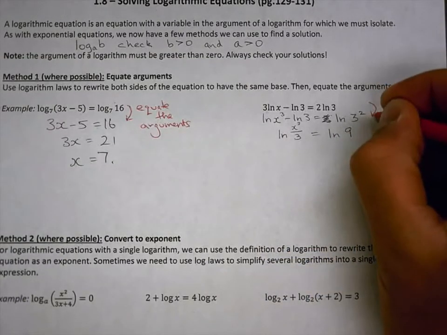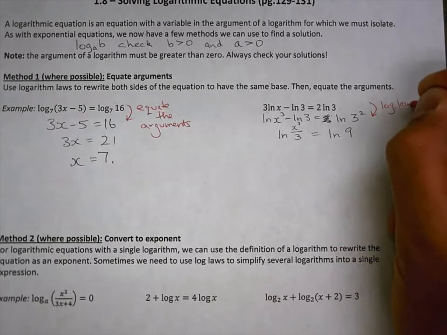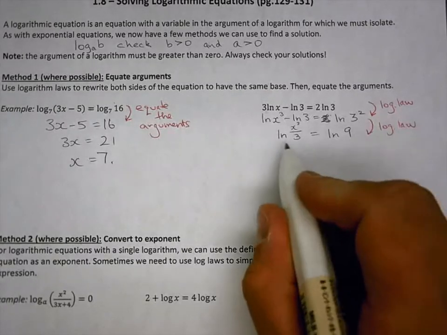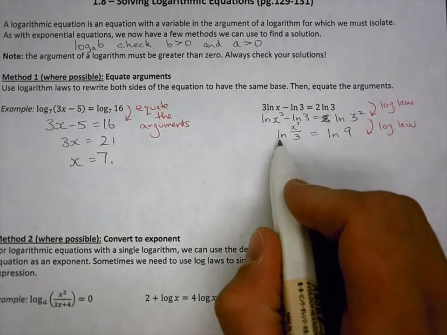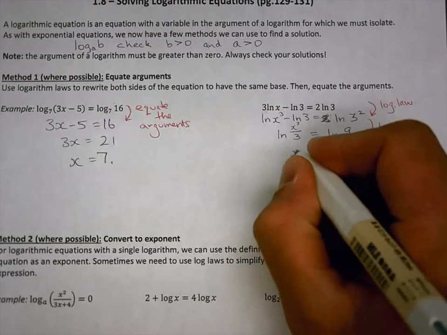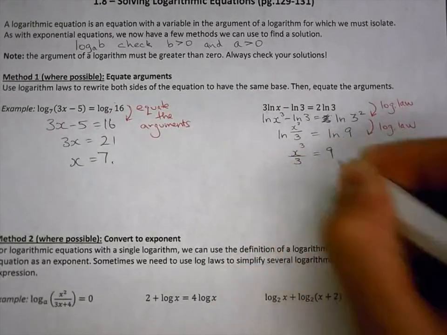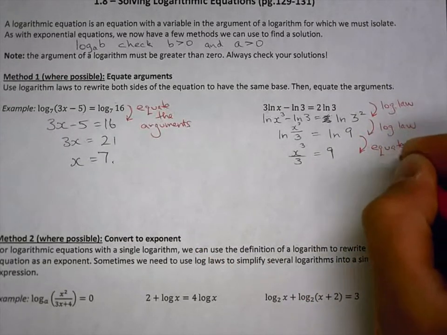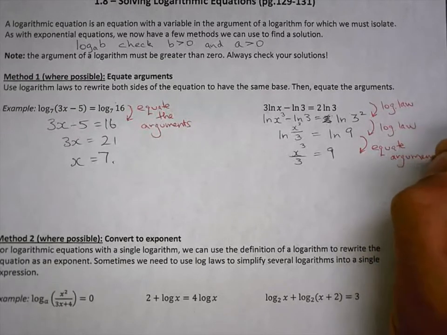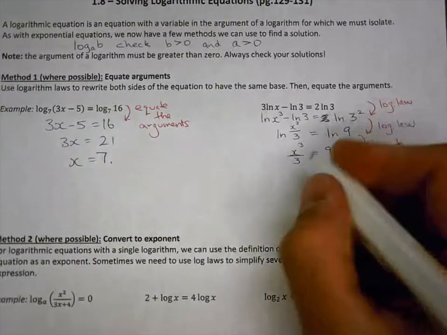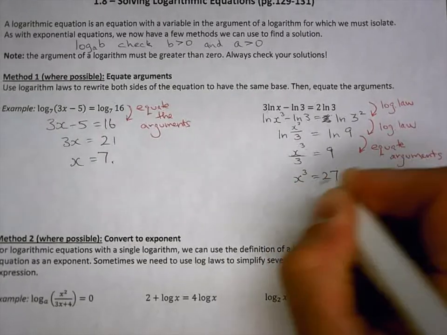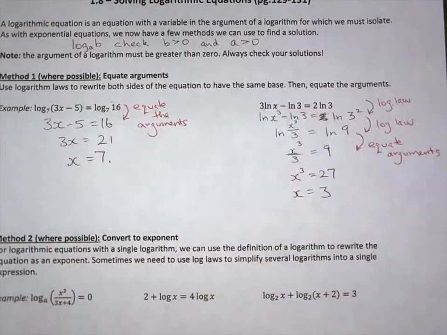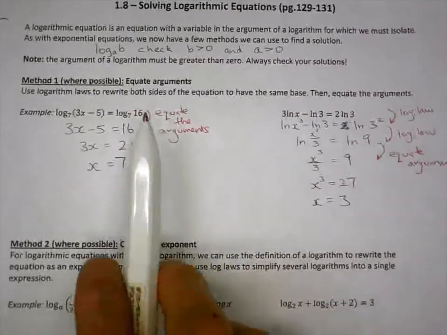So the first step, I used my log law. I used another log law. And now, because these are the same base, remember ln just means log base e, I can equate the arguments. So I get x cubed over 3 is equal to 9. Now I just need to solve this, so I cross multiply, I get 27. The cube root of 27 is 3. Great. So we like this kind of solution where we can equate the arguments.